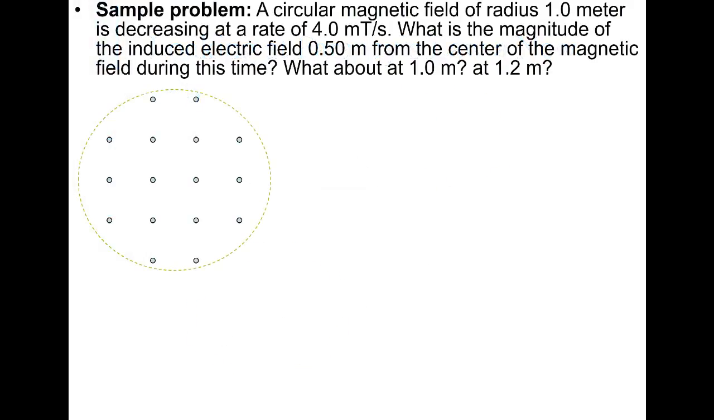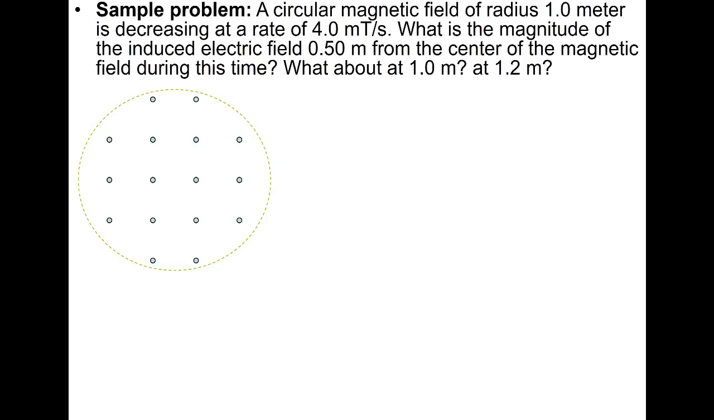So here's a quick example using this. So we have a circular magnetic field, and it's got a radius of 1 meter, and it's decreasing at a rate of 4 milliteslas per second. So we've seen this setup before. We want to find the magnitude of the induced electric field 0.5 meters from the center of the magnetic field during this time, and then we also want to look at 1 meter and 1.2 meters.